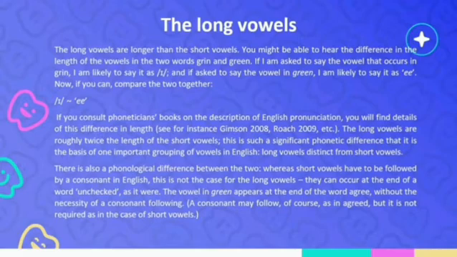There is also a phonological difference between the two. Whereas short vowels have to be followed by a consonant in English, this is not the case for the long vowels. They can occur at the end of the word unchecked, as it were. The vowel in green appears at the end of the word agree, without the necessity of a consonant following. A consonant may follow, of course, as in agreed, but it is not required as in the case of short vowels.